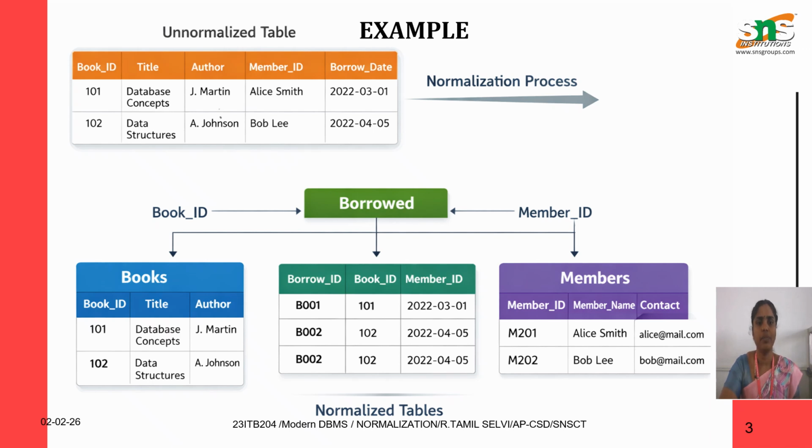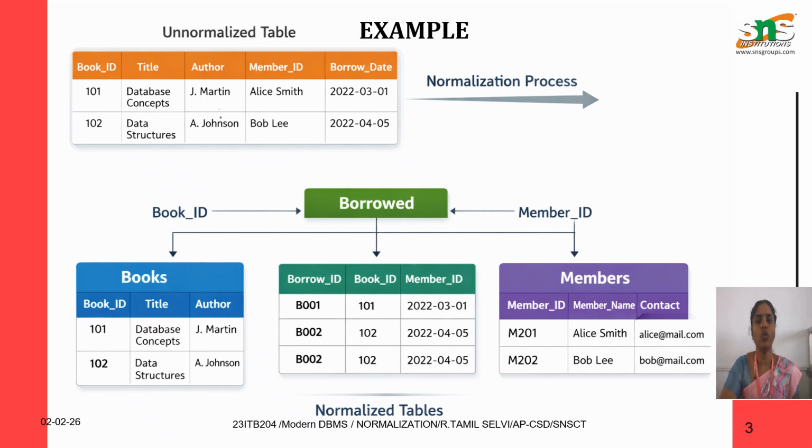Consider this example. In this example, we have an unnormalized table with the attributes book ID, title, author, member ID and borrow date. Every time a member borrows a book, the same member details and book details are repeated. To avoid this, we have to normalize the table, because unnormalization causes data redundancy, wastage of storage space, and difficulty in updating the data.